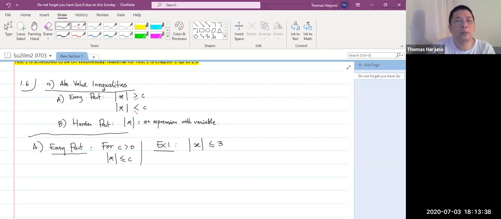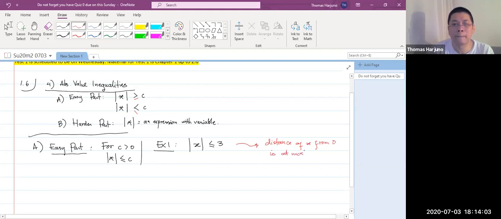Now, let's see the interpretation first. This means, and later on when you do your work, of course, you can skip this interpretation, just go ahead with the writing in black. But this means the distance of x from 0 is at most 3. So on the number line, if you have 0 here, then you go at most 3 units to the right. That's how you get 3 there. And at most 3 units to the left. And that's how you see -3.